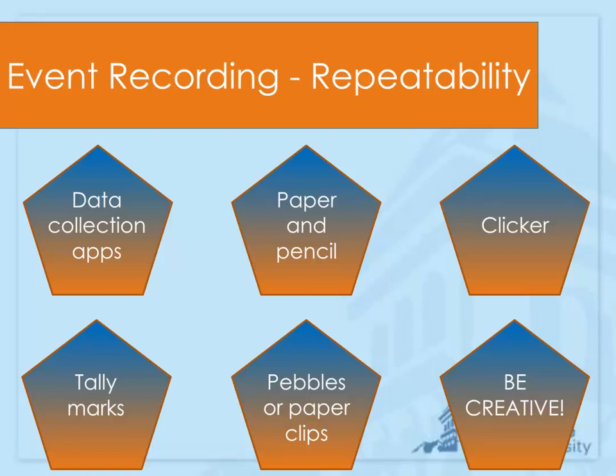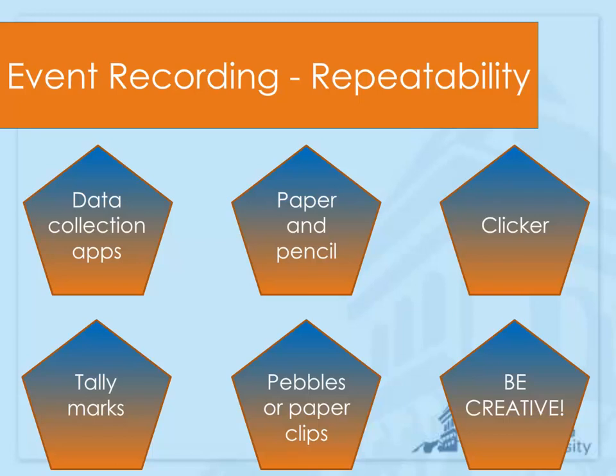One of the easiest ways to record events, or in other words, the occurrence of behavior, is just to look for data collection apps on a smart device. These are very popular and usually pretty easy to use. They're also free most of the time. You can also use paper or pencil, where you would just put a tally mark down on the paper for each occurrence of behavior.